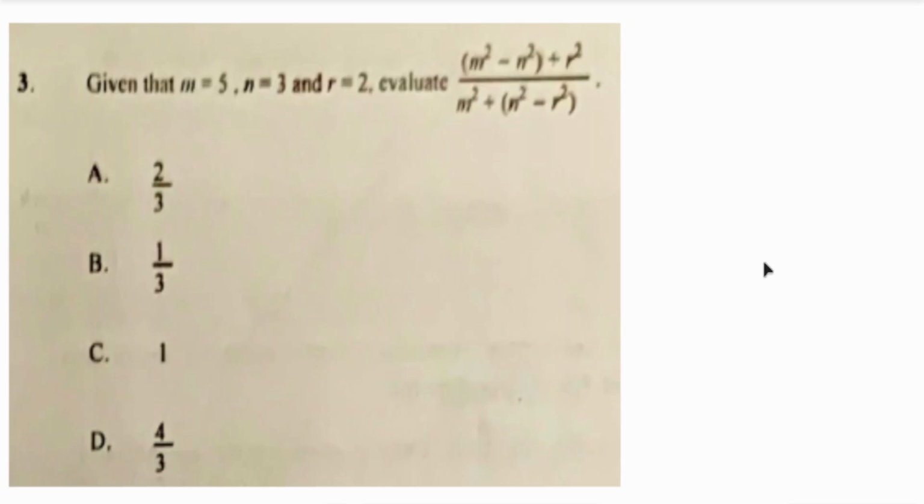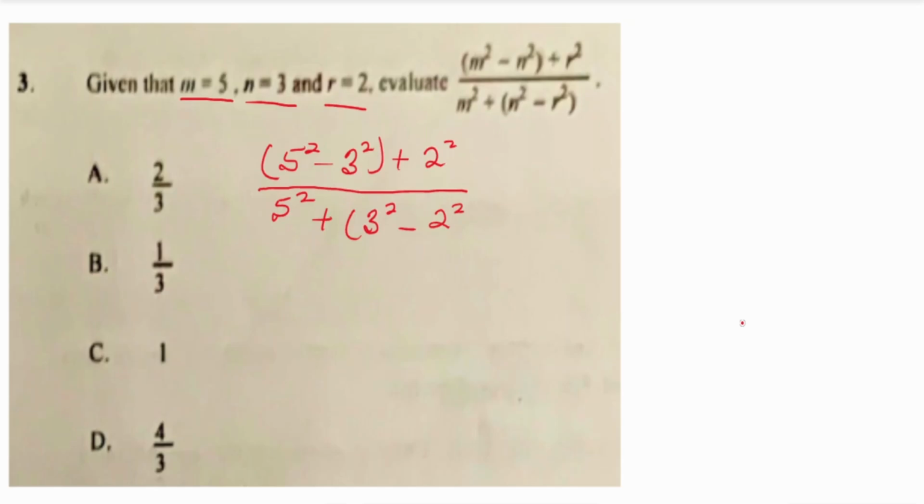I go straight to question 3, which says that given that m equals 5, n equals 3, and r equals 2, evaluate parentheses m squared minus n squared, all of that plus r squared, then over m squared plus parentheses n squared minus r squared. What we are doing here will be substitution to formula, where wherever we see m we put 5, wherever we see n we put 3, and wherever we see r we put 2.